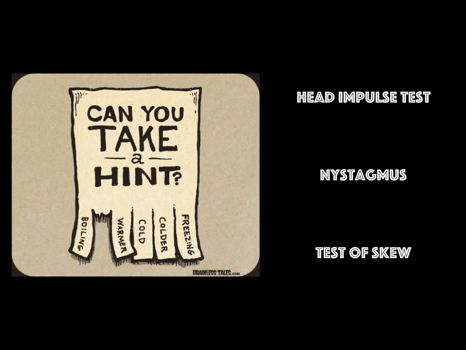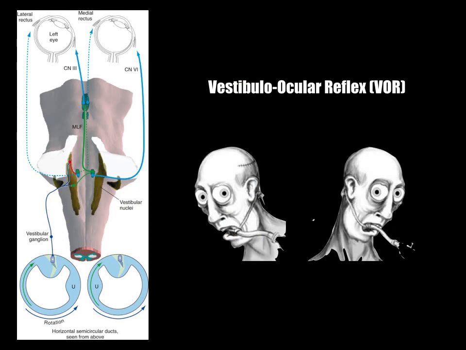Now, assuming this is not your patient, they're otherwise well appearing, how do you decide is it central or peripheral? Is it brainstem and cerebellum? Is it vascular? Or is this acute vestibular neuropathy or neuritis? Is this a simple, uncomplicated labyrinthitis? We use a test now called the HINTS exam, which includes the head impulse test, a good exam for nystagmus, and a test called test of skew.